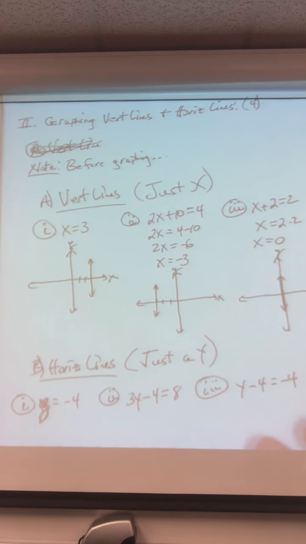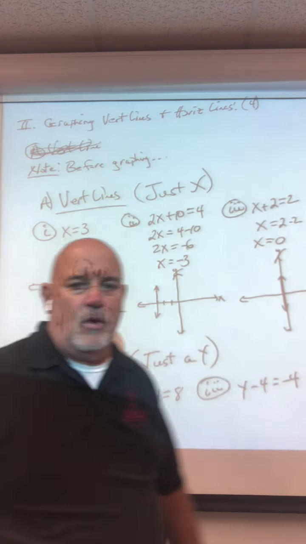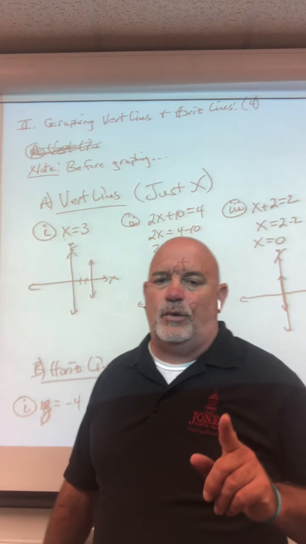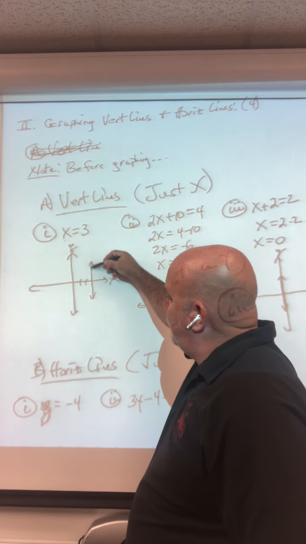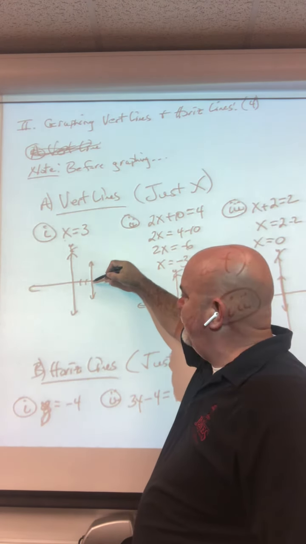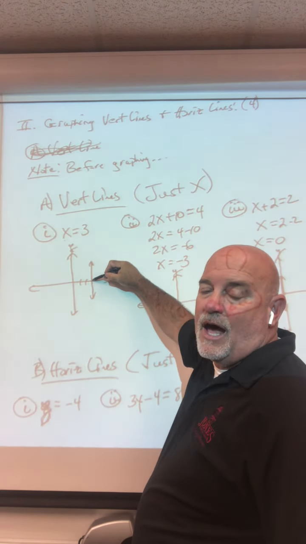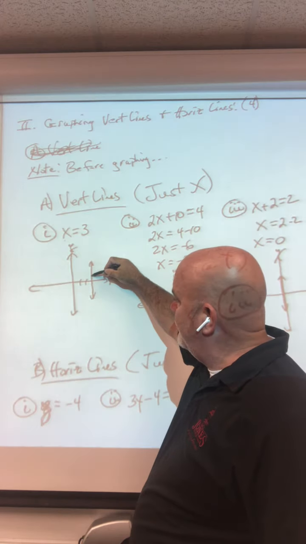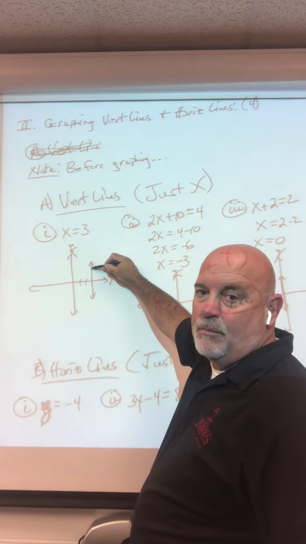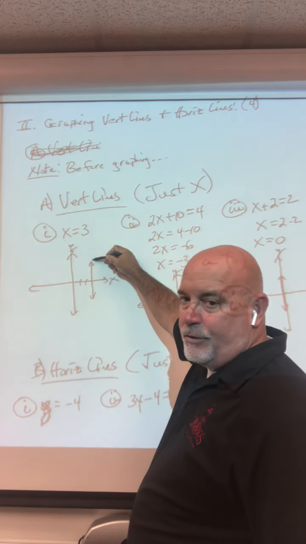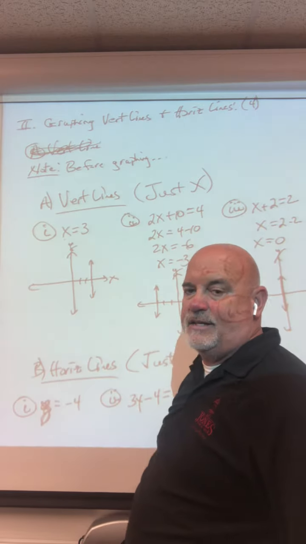Now, I told you earlier I would explain why. Now I'm ready to do so. Why is x equals 3 a vertical line? Here's why. Look at the points that are on this graph. Listen to the ordered pairs: (3, 0), (3, 1), (3, 2), (3, 3), (3, 4), (3, 5), (3, 6), (3, 7), etc.